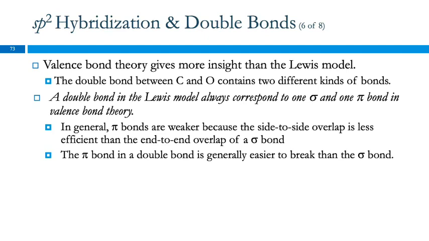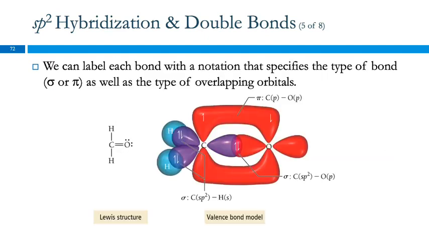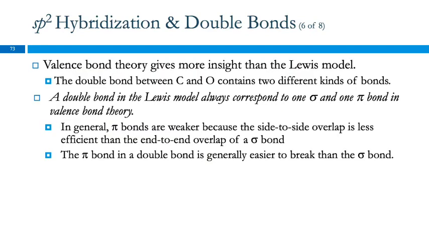So valence bond theory gives us more insight than the Lewis model does. Now we see that double bond between carbon and oxygen actually has two different kinds of bonds. It's got the sigma bond, the end-to-end overlap, and then that side-to-side pi bond overlap. Whenever we see a double bond in a Lewis structure, it always corresponds to a sigma and a pi bond in valence bond theory. So looking at this Lewis structure, I know that one of those is a sigma bond and one's a pi bond. You can't have two sigma bonds. You can't have just two pi bonds. Double bond is a sigma and a pi.